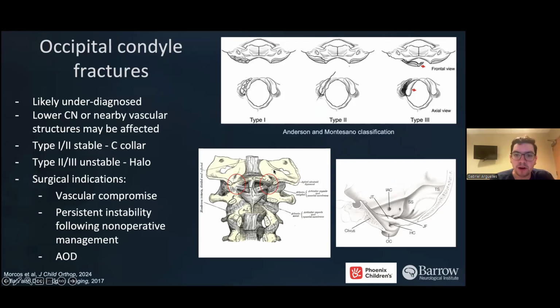And if you remember, the alar ligaments are attaching at these condyles, and the alar ligaments are very important, especially the contralateral one, when we're talking about axial rotation and lateral bending. So these type 3 especially is considered unstable because it typically takes a rotational injury to cause it, and that would mean it has ruptured the contralateral alar ligament and potentially the tectorial ligament as well.